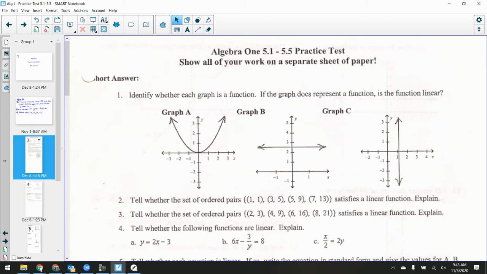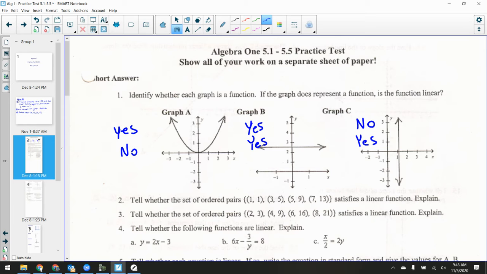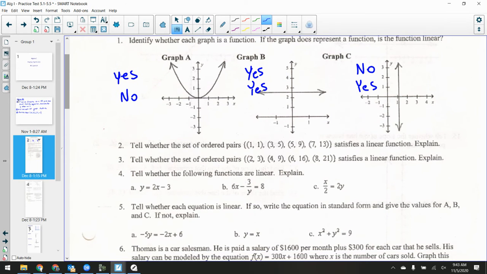All right, who had number 1? Brendan had number 1? Okay, Brendan, is graph A linear? No. Is it a function though? Yes. So this is a yes function, no, not linear, right? Good. Graph B, is that a function? Yes. But is it linear? Yes, it is. So this is a yes, yes. Graph C, is that a function? No. Good, that is not a function, but is it linear? Good.